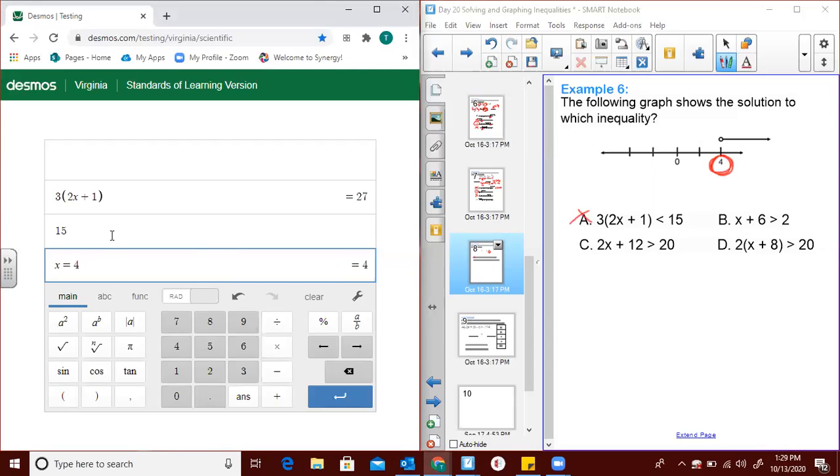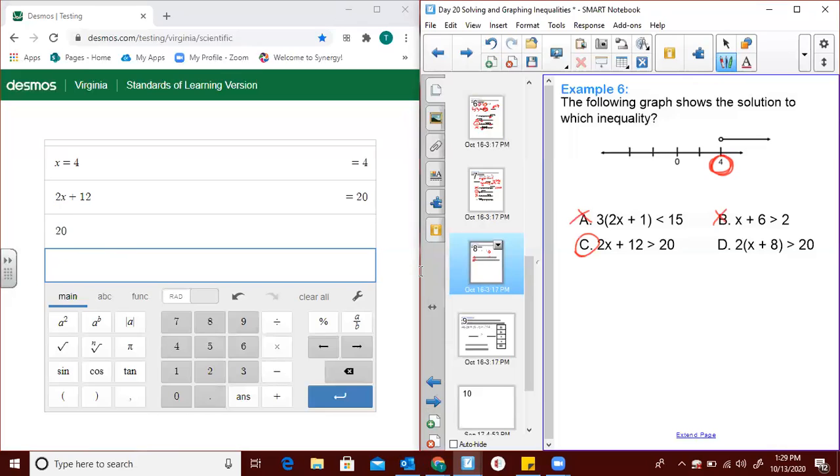I'm going to leave my x equals 4 there because I can. And the left-hand side of B is x plus 6. And the right-hand side is 2. And you can see that 10 and 2 do not match. So then when I try C, my left-hand side is 2x plus 12. And my right-hand side is 20. So I'm thinking C is probably a good choice. I'm going to give it a little circle.